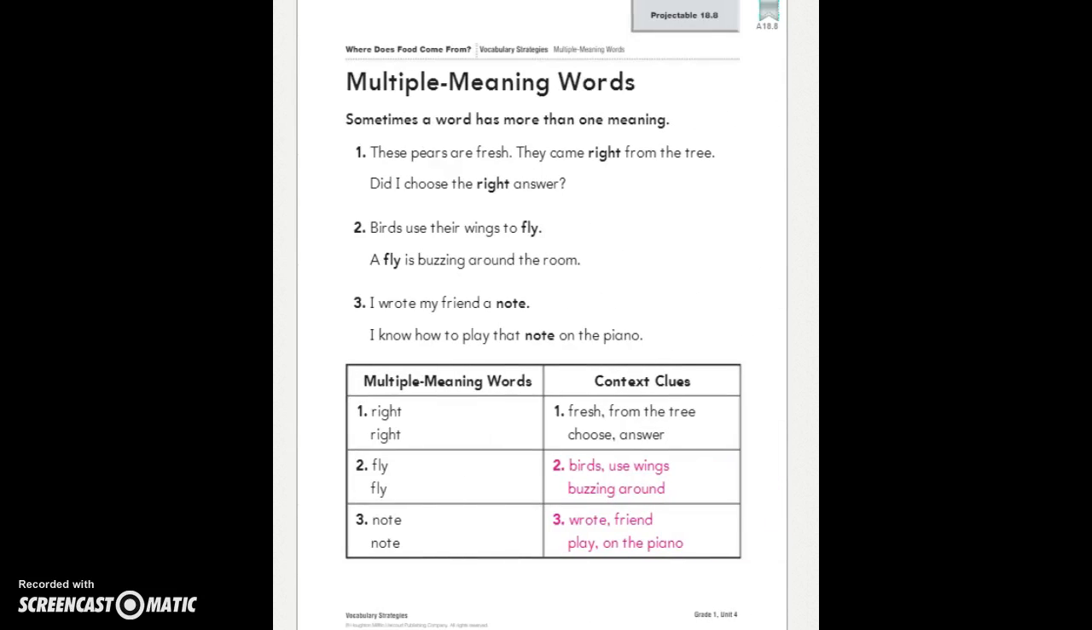So here's a look at the ones that we came up with. These are the context clues that will help you to find the meaning when words have more than one.